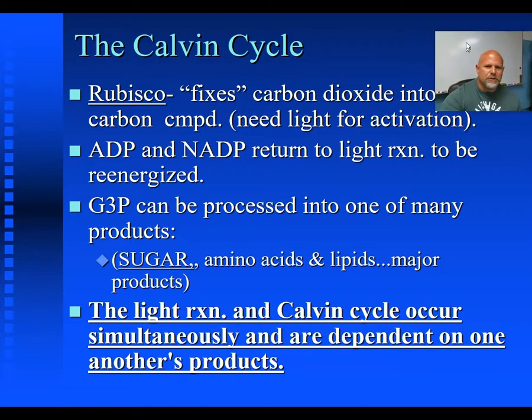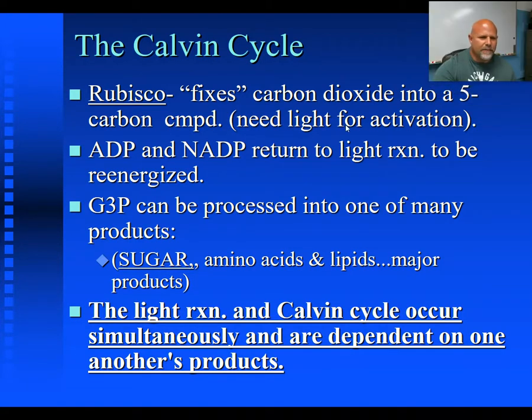G3P is a special product. It can be used to pretty much make anything. It can be used to make sugar, amino acids, and lipids. It's not so much used, I don't think, to make nucleotides, but any major product can be made from G3P.